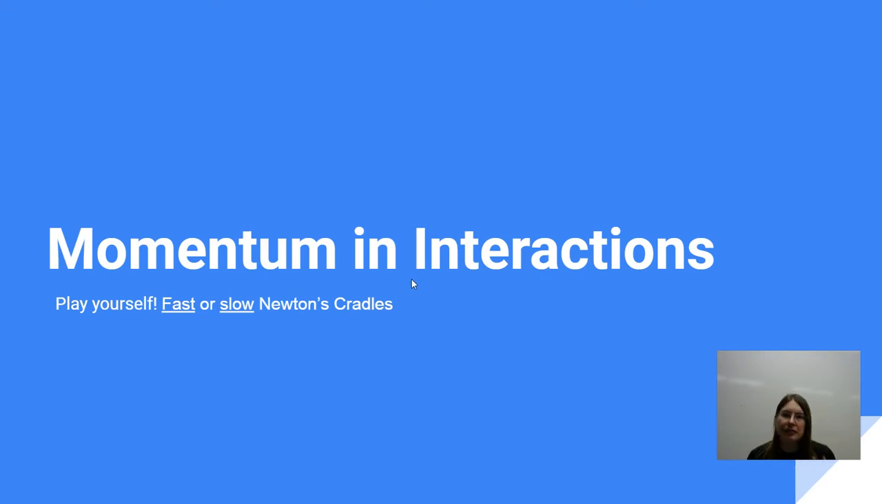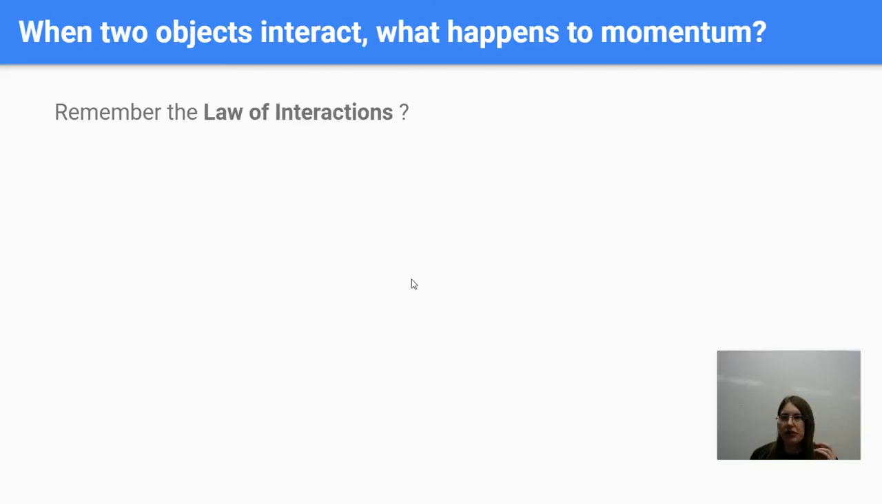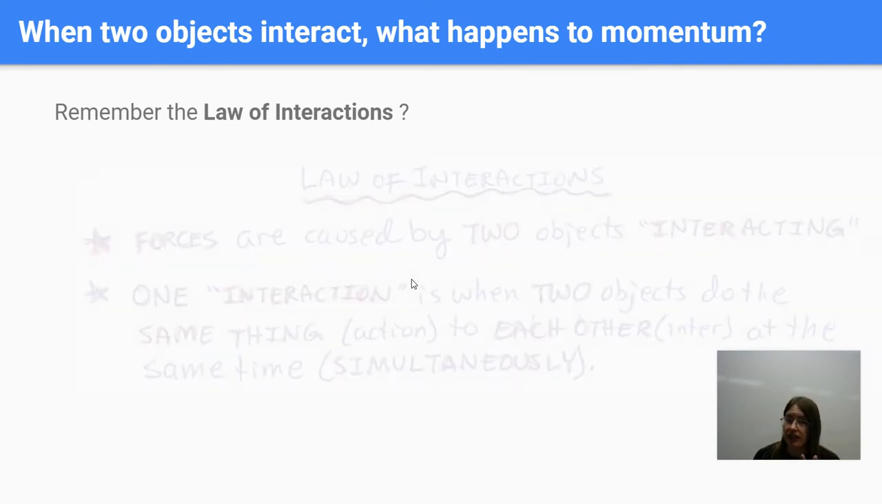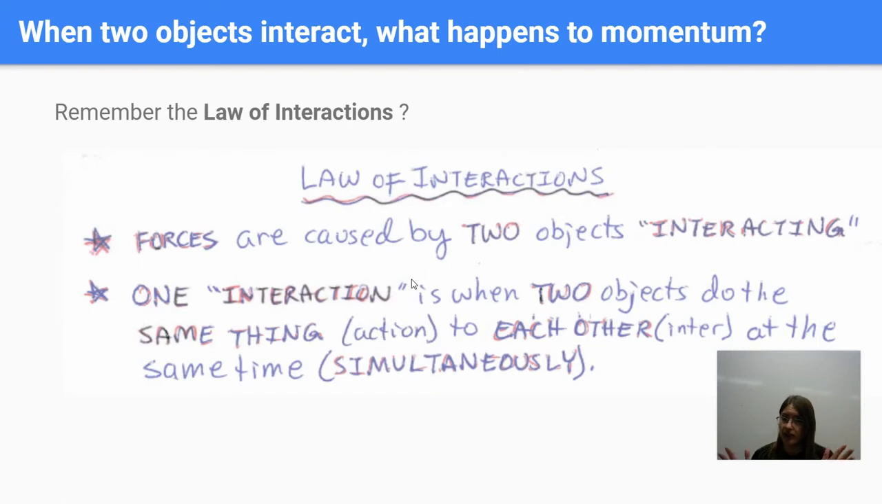So let's talk about momentum and interaction. The momentum when two objects are interacting with each other. Do you remember the law of interactions? The law of interaction said that forces were caused when the two objects interacted, and that one interaction is when two objects are doing the same thing to each other at the same time. The important piece here is it's at the same time.